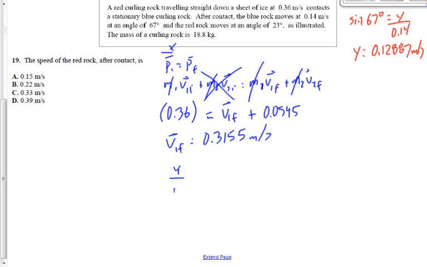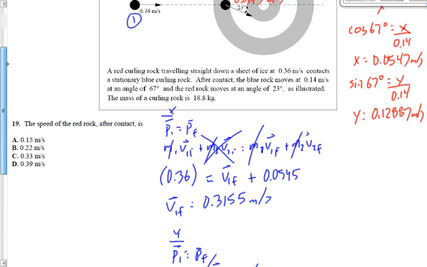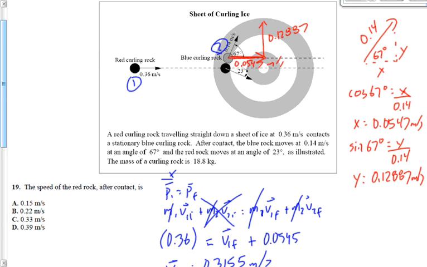Pi equals Pf. The initial momentum y component is 0 because object number 1 is moving but on the x-axis. Object number 2 is at rest. So the initial momentum y component would be 0. m1 v1f plus m2 v2f. Masses still cancel. v1f y component is 0.12887. Object number 1 y component.